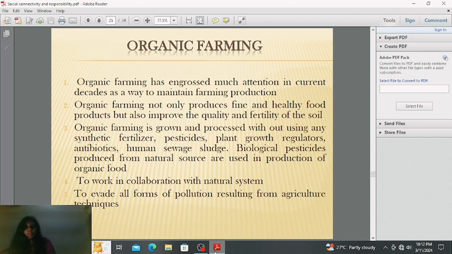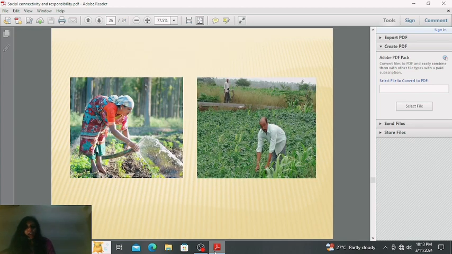And biological pesticides, which are produced from natural sources, can be used for the production of organic food. We work in collaboration with natural systems, and we can avoid all forms of pollution, I mean pollution resulting from agricultural techniques. And here are a few pictures of organic farming. The first one is a woman who is working in the field, and the second one is a man who is pulling up the crops.